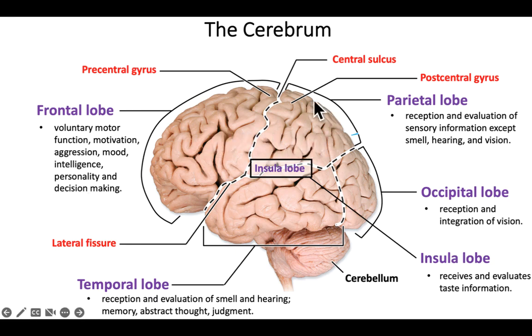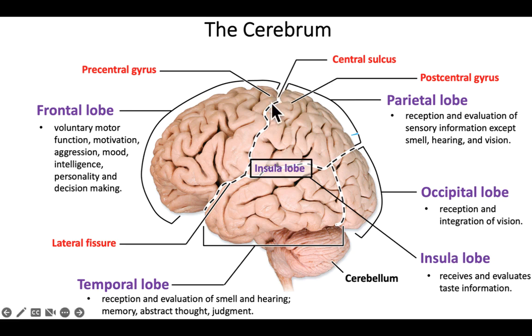Situated behind the frontal lobe is the parietal lobe. Parietal lobe evaluates a lot of your sensory information, especially what we call your somatosensory. That's the senses on your skin. So if you think of anything that you can sense on your skin, touch, temperature, pain, those things are going to the parietal lobe for reception and evaluation.